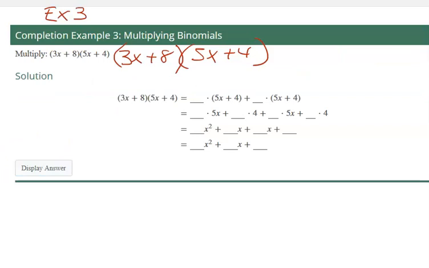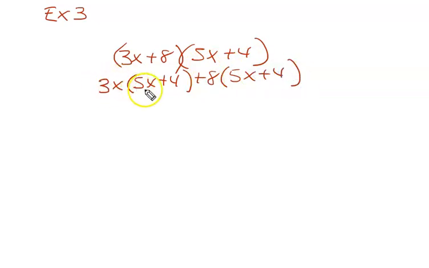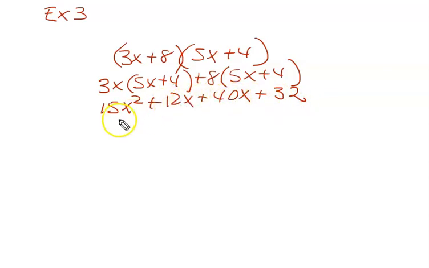For example 3, pause, take a moment to write it. We will go to the whiteboard and do it. So this is going to be 3x times 5x plus 4. Now we take our positive 8 and multiply it by the second binomial, 5x plus 4. And doing this multiplication, this is 15x squared plus 12x. This is going to be plus 40x plus 32.